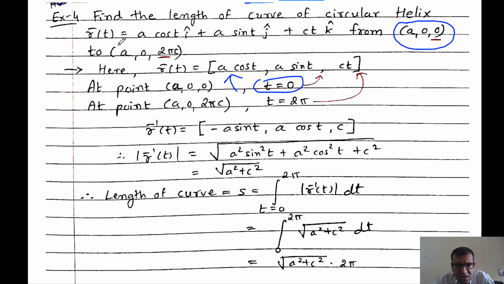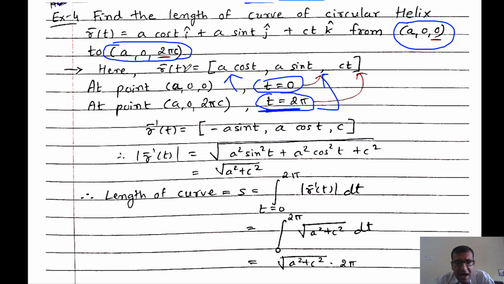And now think for which value of t you get (a, 0, 2 pi c). So if you put t is equal to 2 pi in this one, okay, what do you get? Cos 2 pi is 1, so it is a. Sin 2 pi is 0, so it is 0, and c times 2 pi, so you get this point (a, 0, 2 pi c). So for the value of t equal to 0 and t equal to 2 pi, you get these 2 points (a, 0, 0) and (a, 0, 2 pi c). It means that the limit of t is 0 to 2 pi.